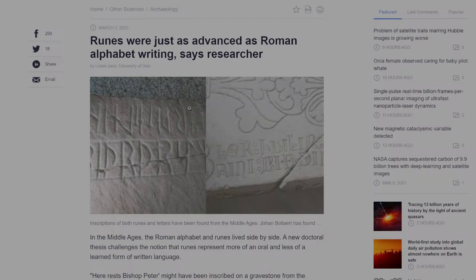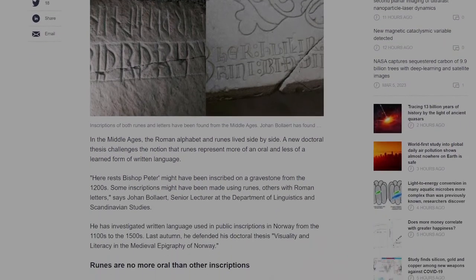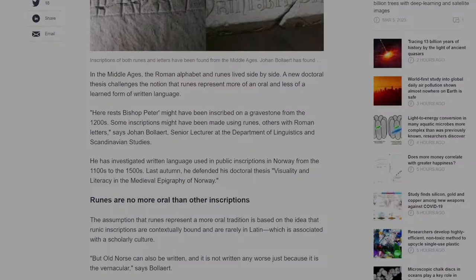Runes were just as advanced as Roman alphabet writing, says researcher. So you know how all the Liber Primus is written in runes? They're now saying that those runes were just as advanced as Roman alphabet writing. So a lot of people assume that the runes were an older culture and not as advanced as Roman writing. But no, they were more advanced, or as advanced, at least.